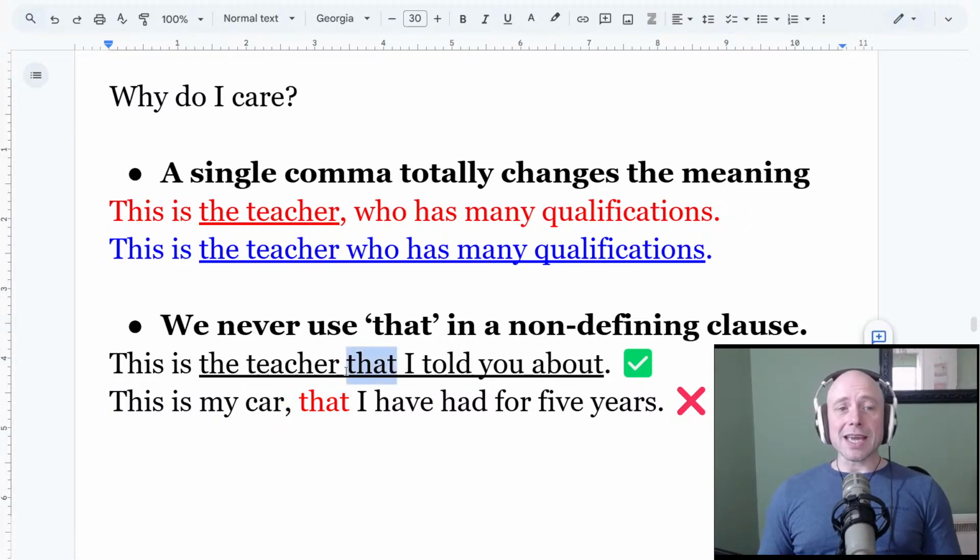By the way, you can use which and where and who in defining relative clauses as well. It's just that, especially when we're speaking, we very, very often use that. Very, very often in a defining relative clause. So it's worth knowing that.